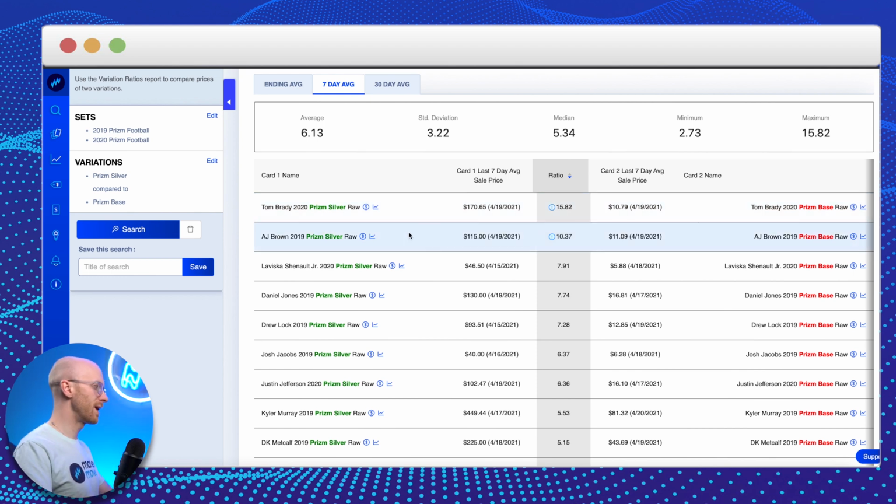Let's take a look at AJ Brown here. Here's another one where the silver is at over 10x his base card. And so what that's telling me is there might be some opportunity here in his base card.